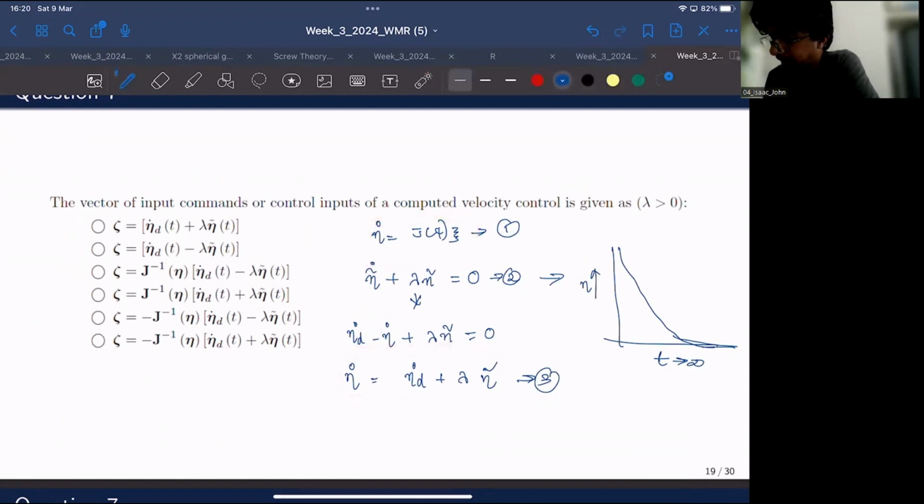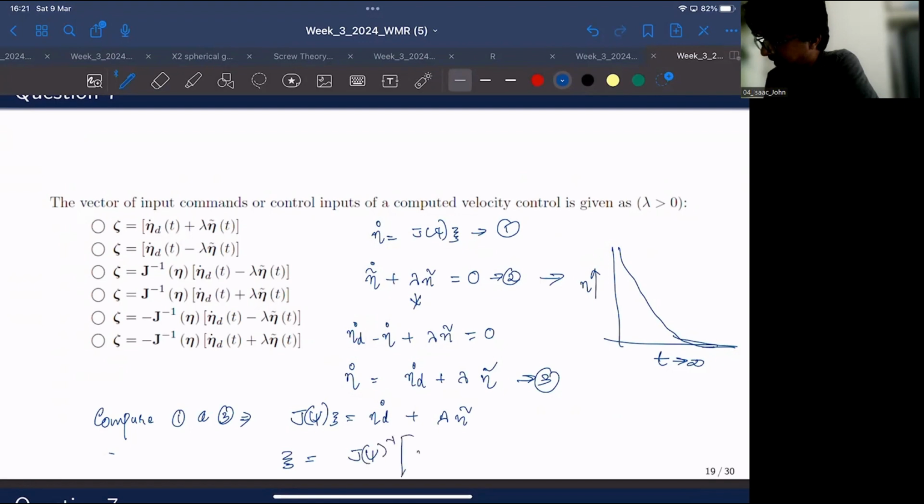So if I compare 1 and 3, you will get J of psi theta equals eta desired dot plus lambda eta tilde. If I bring this Jacobian to the other side, theta would be J of psi inverse times eta desired dot plus lambda eta tilde, where theta would be our control input.